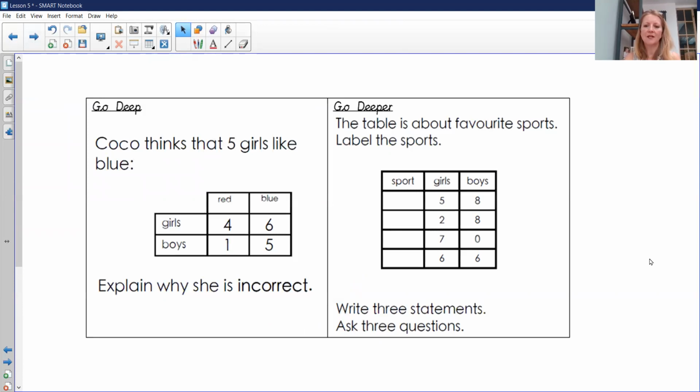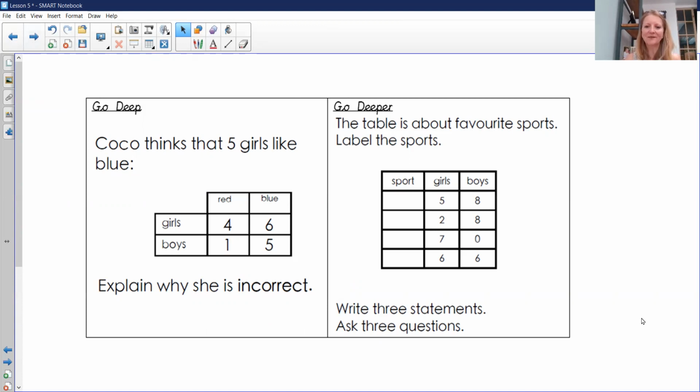For your Go Deep and Go Deeper today, Coco thinks that 5 girls like blue. Explain why she is incorrect. Okay, use that information in the table. That's a nice simple Go Deep, I think, today. Make sure you prove it, make sure you give some evidence, and make sure you say what the correct answer should be.